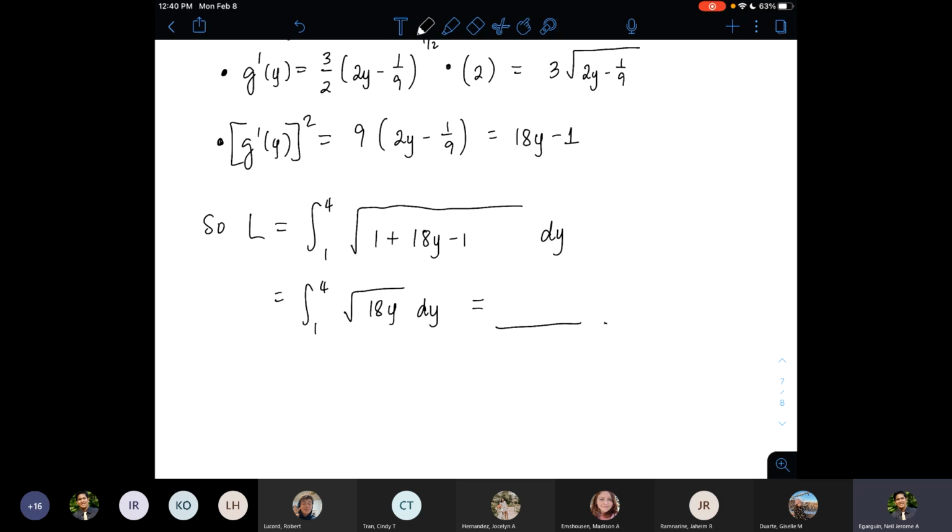Is that okay? Any more questions about this? Does computing the arc length make sense? Do you foresee any difficulty on this? What I see as the major difficulty here is finding the derivative. So you should be careful and make sure that you still remember how to compute the derivatives properly.